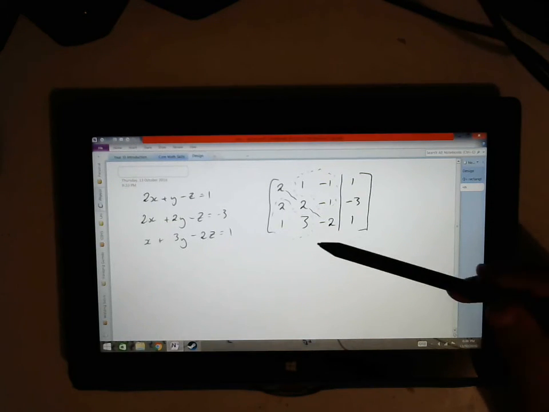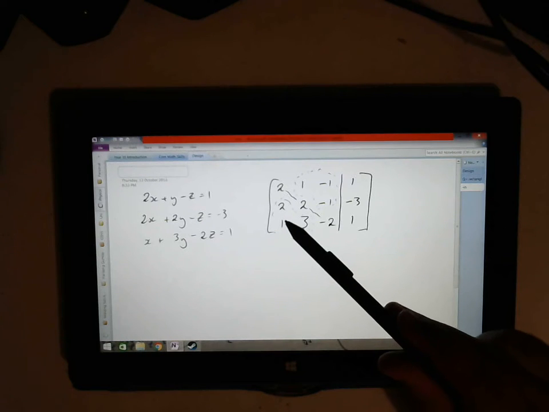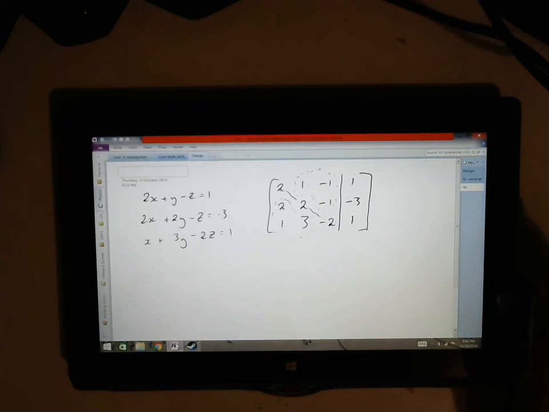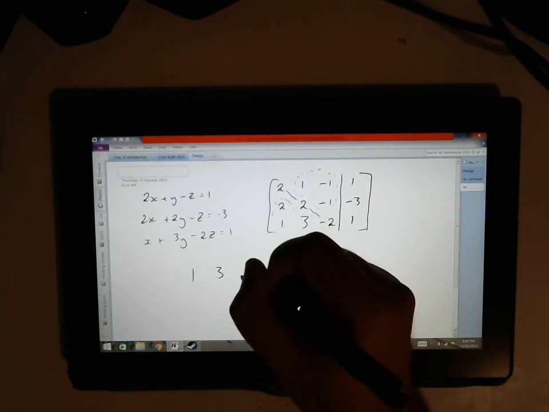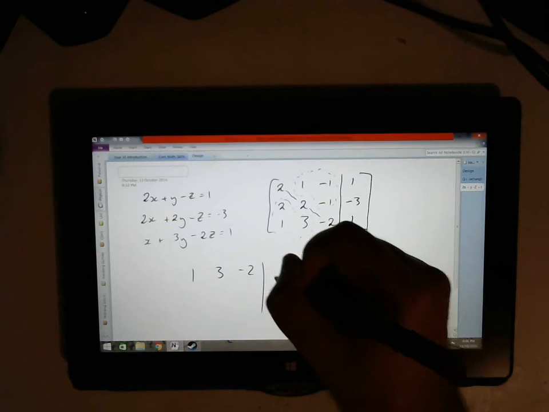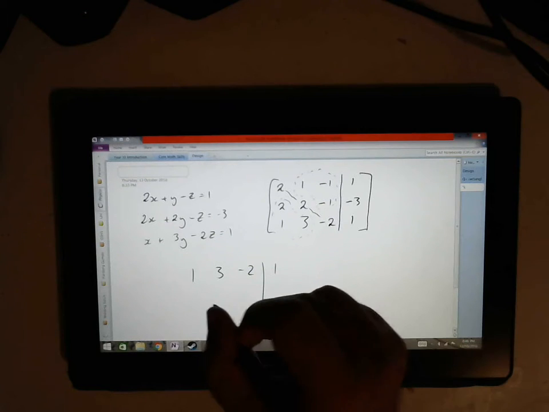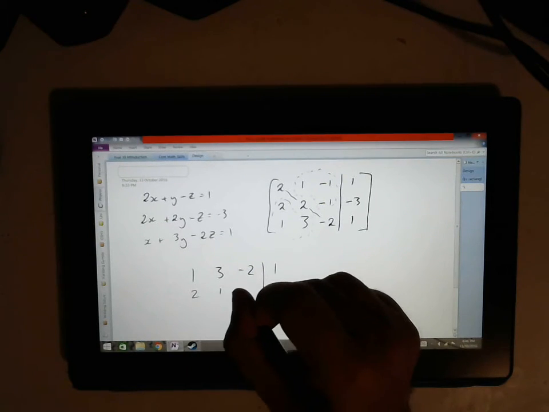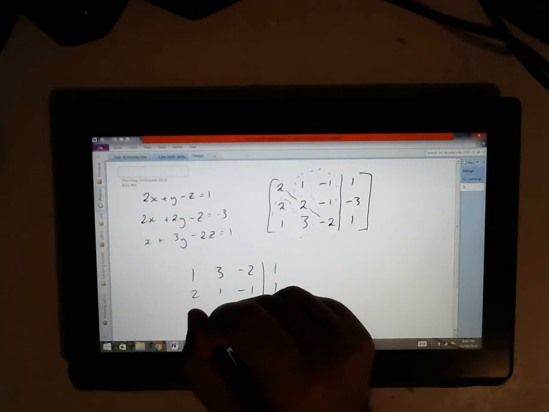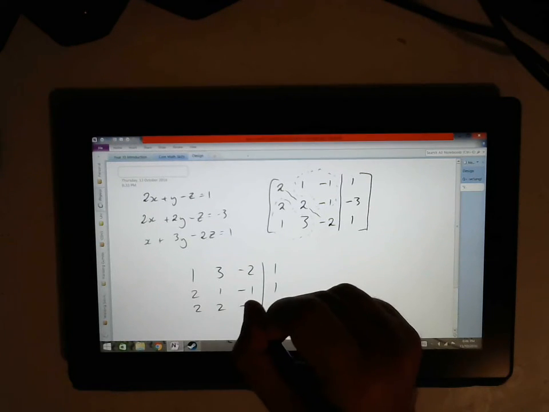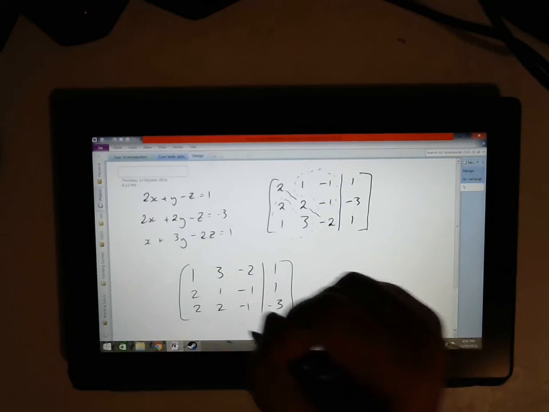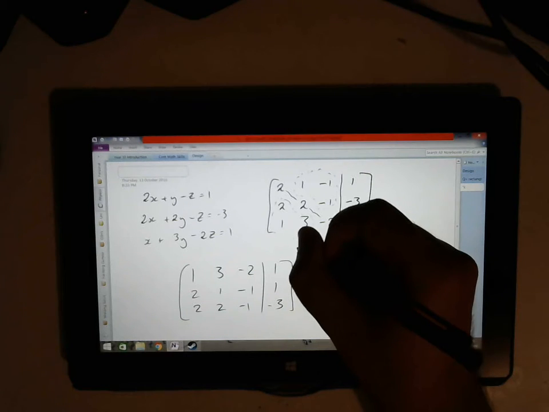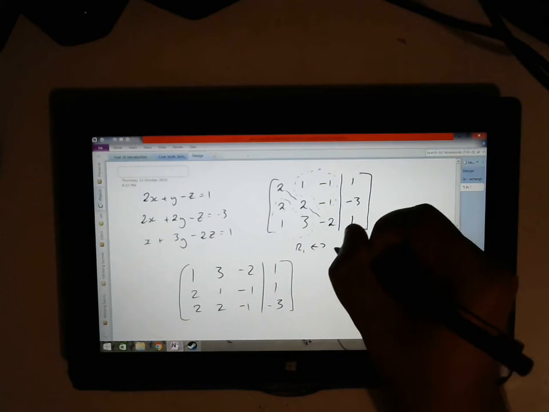The first thing I'm going to do, well, row 3 here has a 1 in the leading position, so I'm going to swap that up. It saves me having to do any extra math. So now we would have 1, 3, -2, augmented with 1. Then on our next line we're going to have 2, 1, -1, augmented with 1, and 2, 2, -1, augmented with -3. Okay, so all I've done is R1 swap with R3.